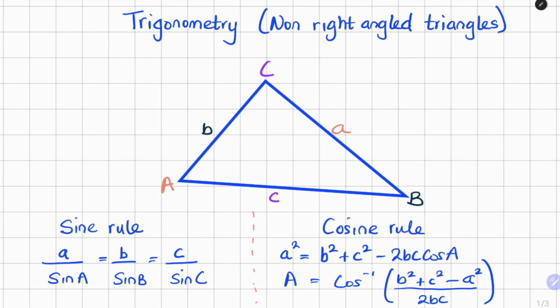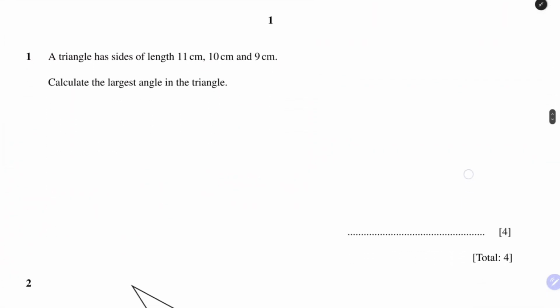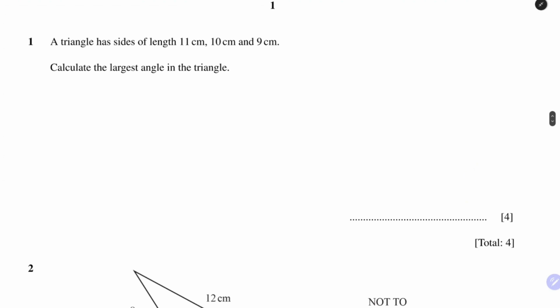All right, so let's get right into our questions. Question number 1. A triangle has sides of length 11 centimeters, 10 centimeters, and 9 centimeters. Calculate the largest angle in the triangle. The very first thing you need to do here is to draw the triangle so you can easily see the shape you're trying to calculate something for. So I'm drawing my triangle here. It doesn't have to be anything perfect.